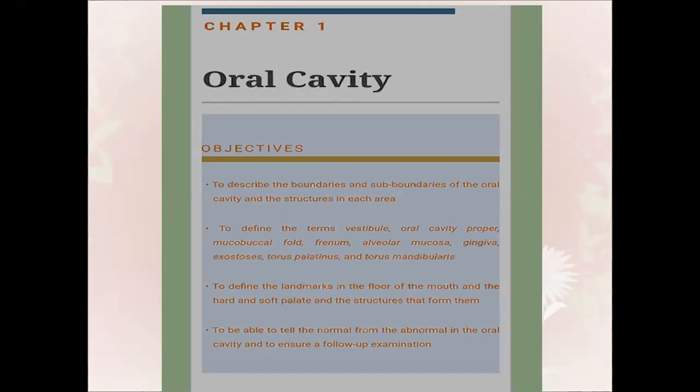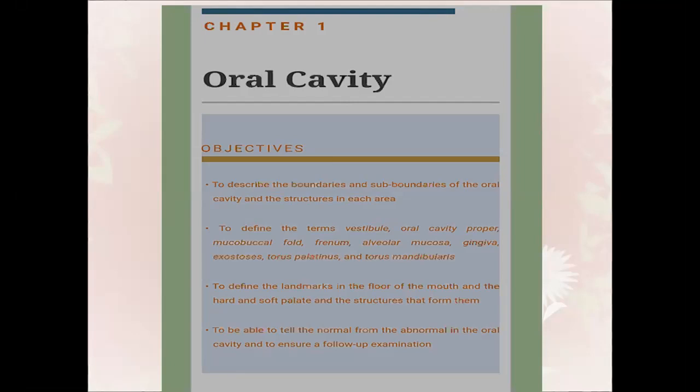The objectives of this presentation are to describe the boundaries and sub-boundaries of the oral cavity and the structures in each area, to define the terms vestibule, oral cavity proper, mucobuccal fold, frenum, alveolar mucosa, gingiva, exostosis, torus palatinus, and torus mandibularis. Exostosis, torus palatinus, and torus mandibularis are abnormal structures, or abnormalities in these structures, which will be defined.